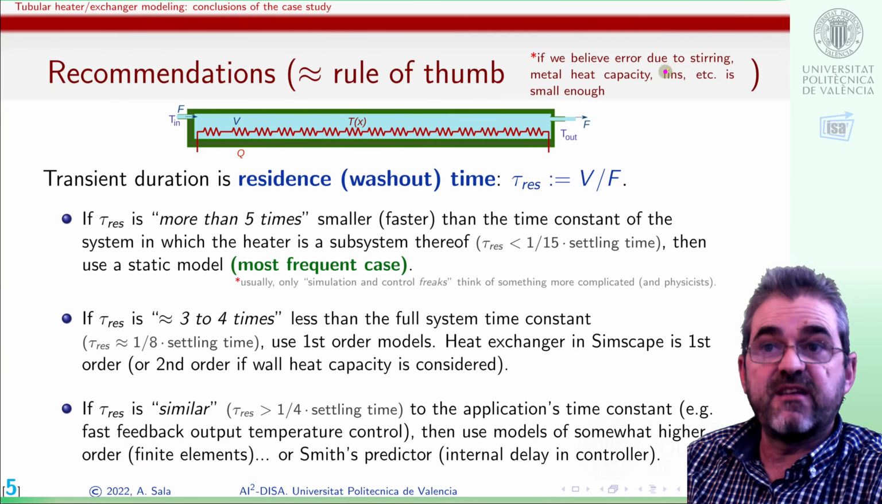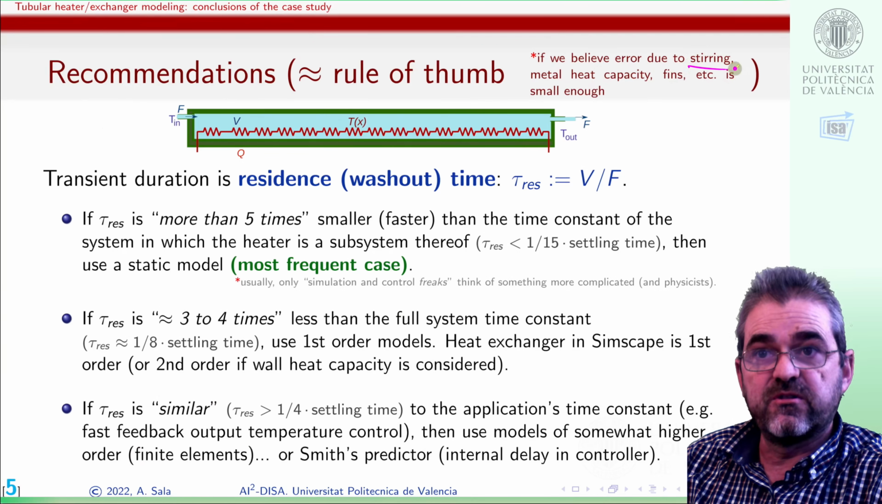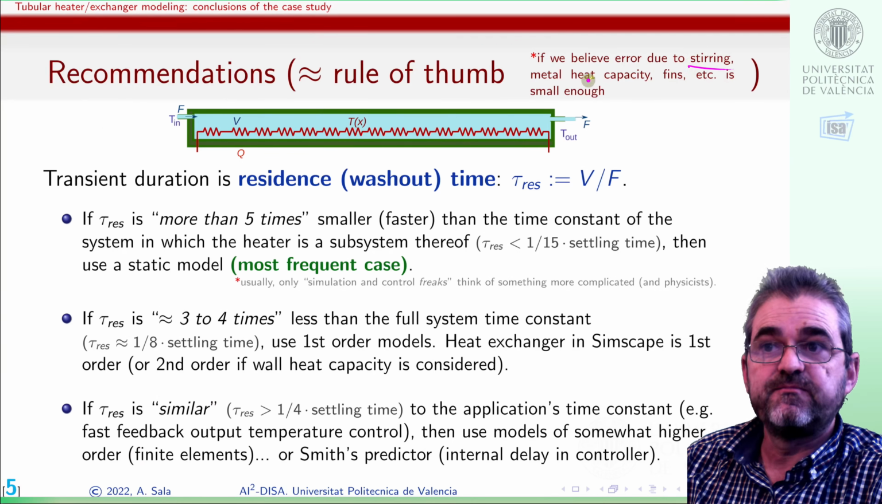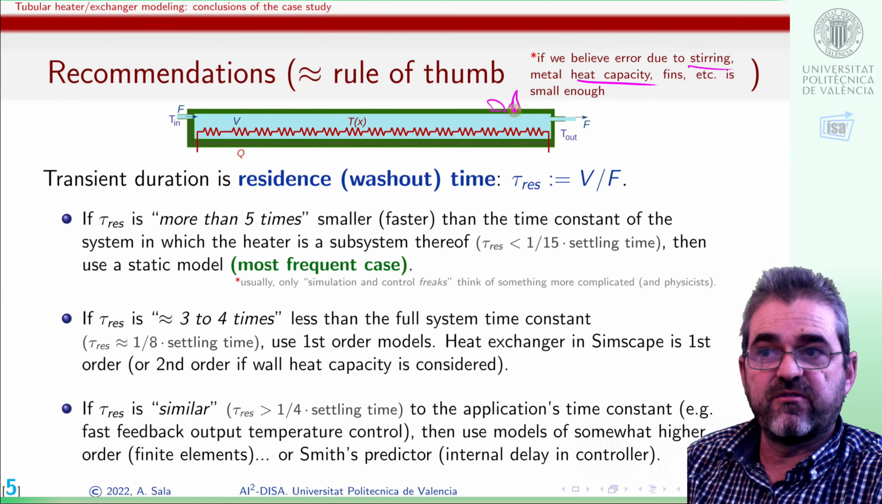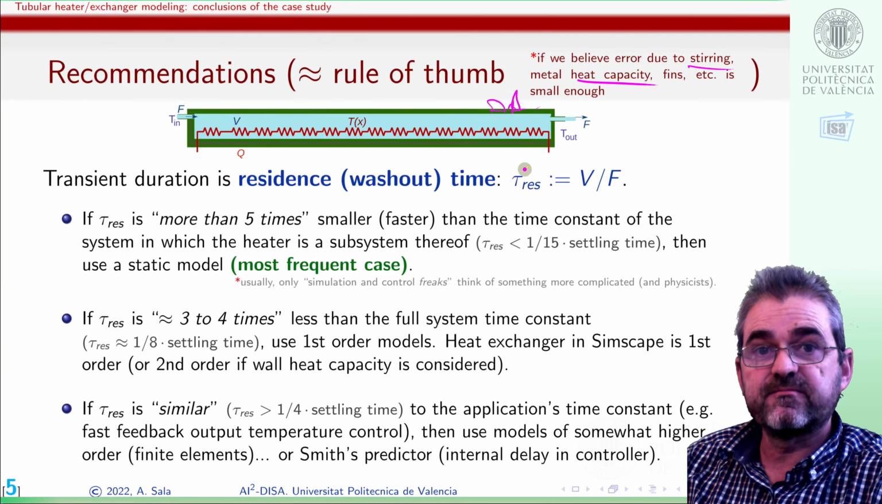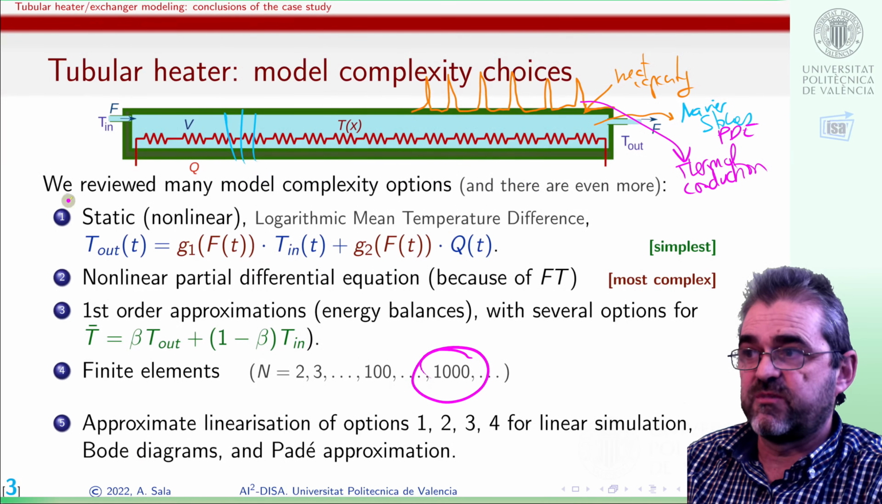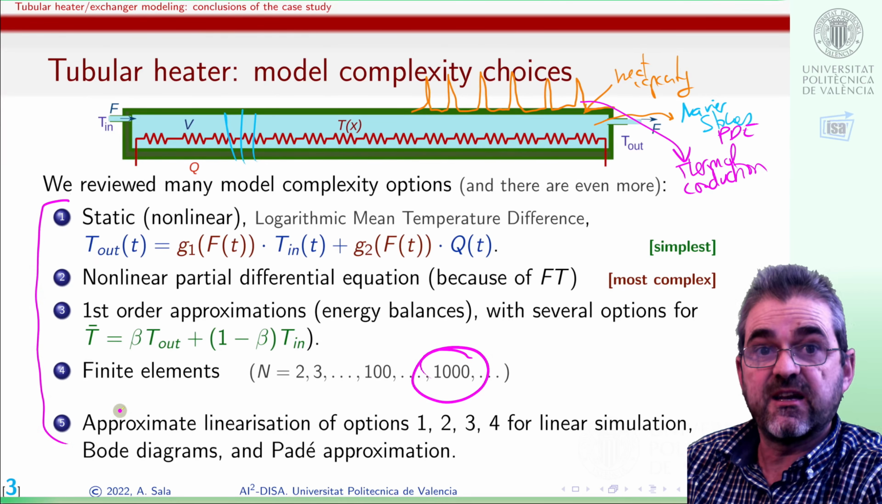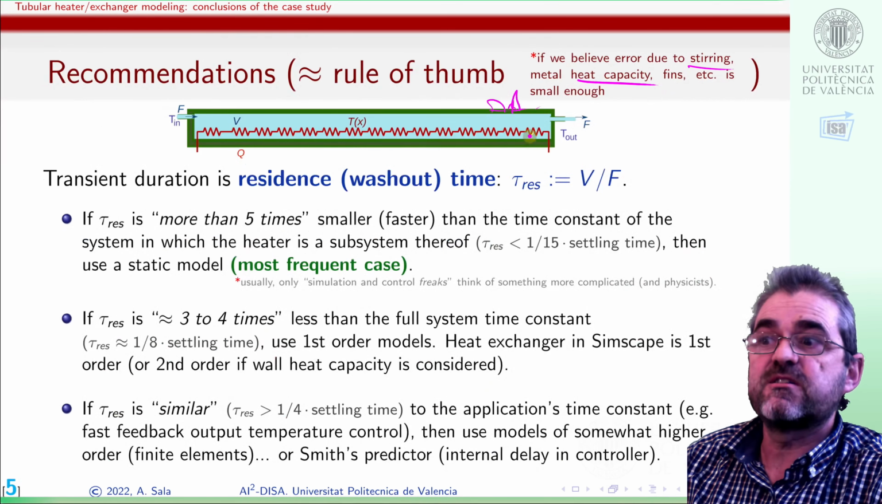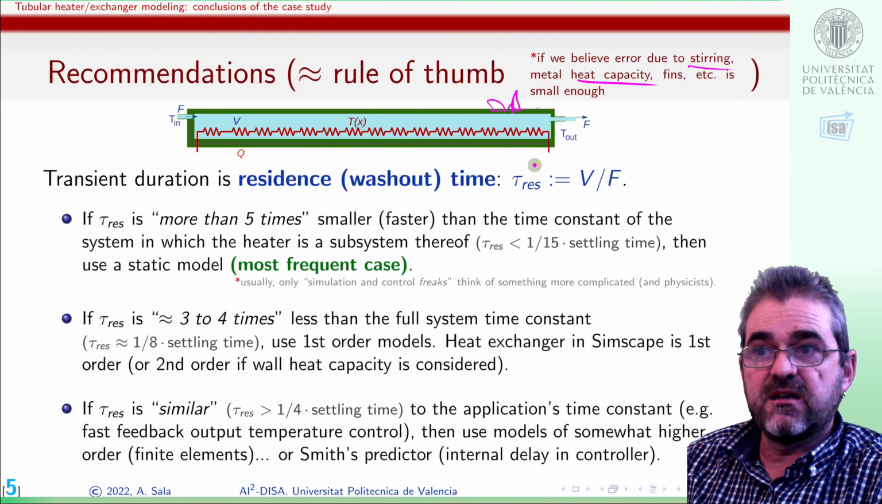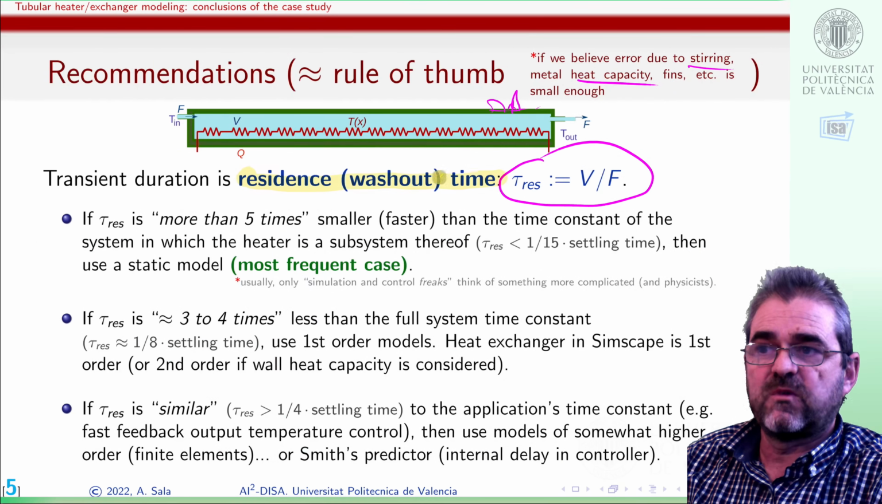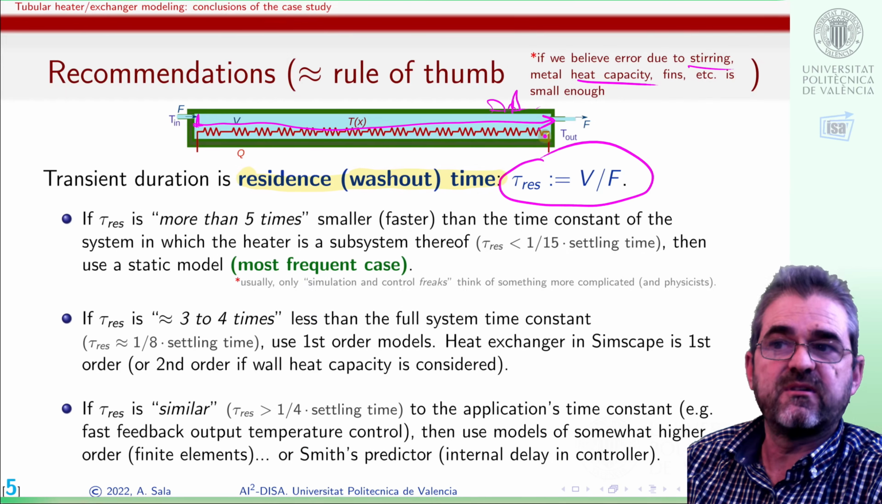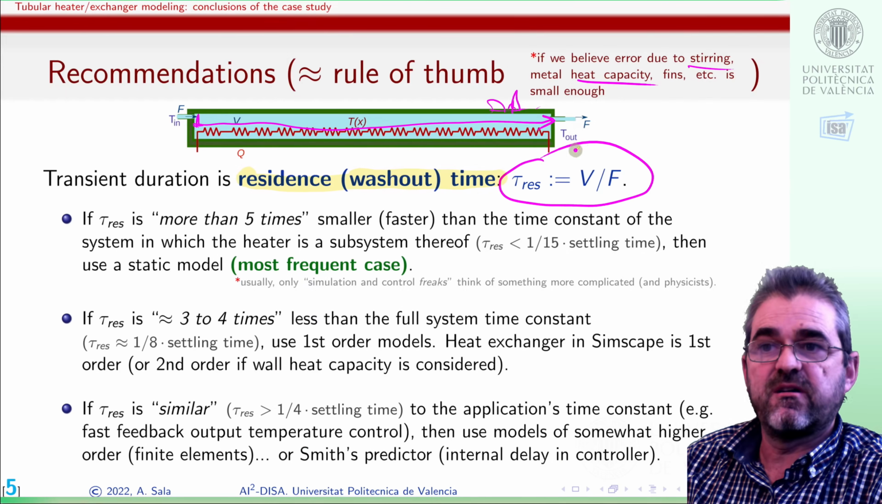Of course, if we believe that the error due to turbulence and the heat capacity and the conductions of all this is small enough to think that our choice between all these families of models will be really relevant to significantly improve the accuracy of our predictions. Then, if we think so, okay, the basic idea is the residence time, washout time, the time the fluid entering here takes to completely wipe whatever initial state we have there.